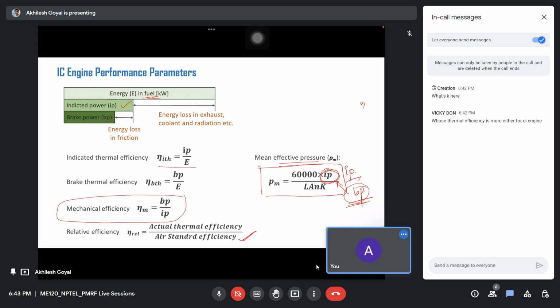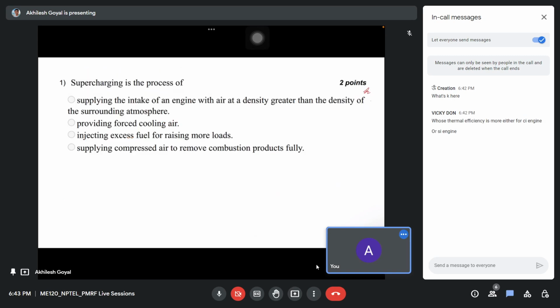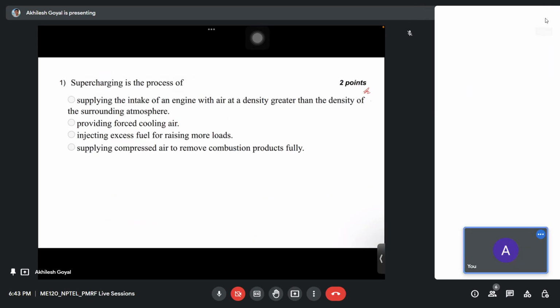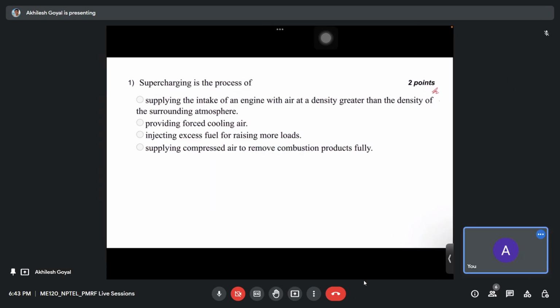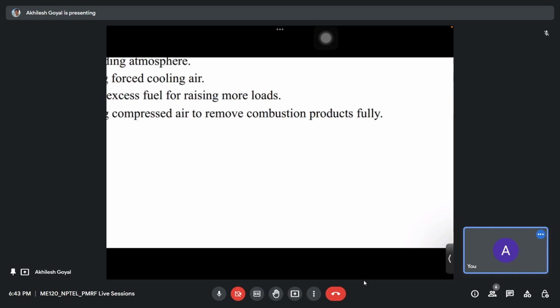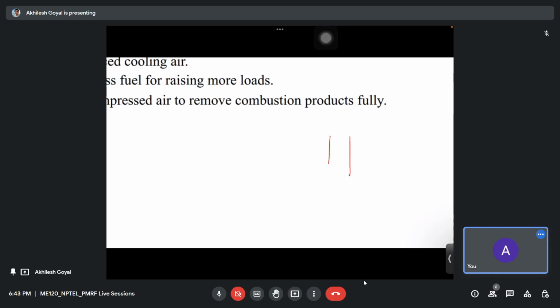Okay, now let's move to the first question of the assignment. Here it is: supercharging is the process of. So what is supercharging? Let's assume this is a cylinder and this is the inlet manifold.